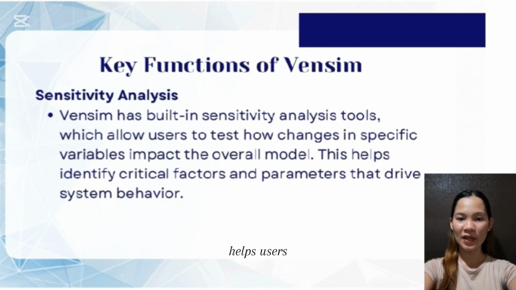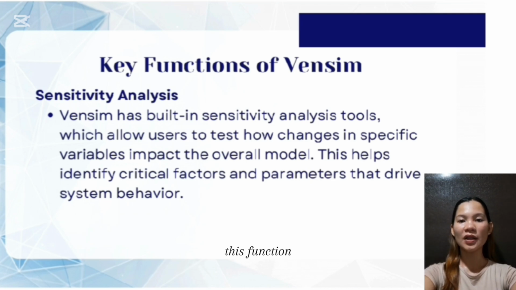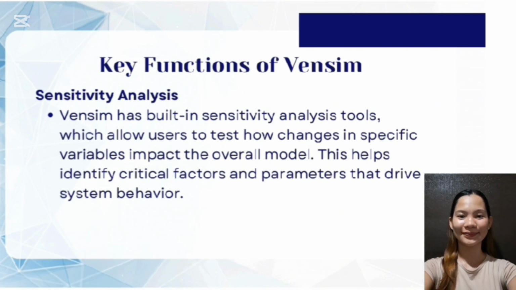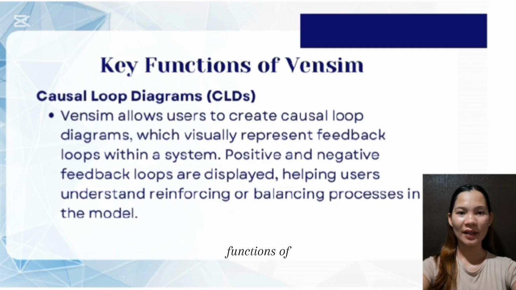Vensim helps users understand how small changes in one part of a system might cause big changes overall. This function helps identify which factors are most important in driving system behavior. The last key function of Vensim is the causal loop diagram.